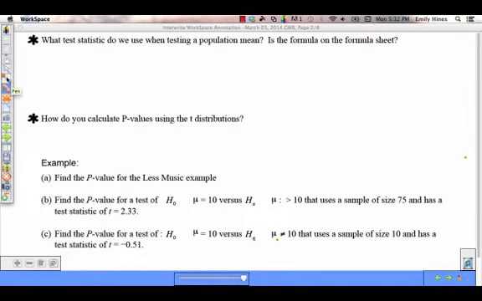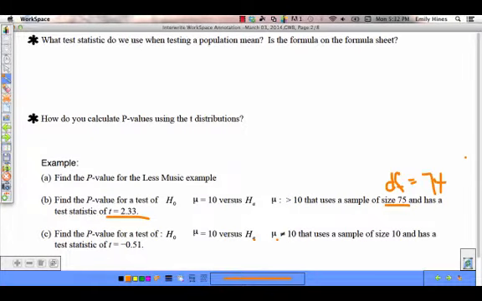So let's look at this next one. It says to find the p-value for a test of the null hypothesis mu equals 10 versus the alternative where mu is greater than 10 that uses a sample of size 75 and has a test statistic of 2.33. So I've already calculated my t in this case, and if my sample size is 75, that means my degrees of freedom is 74.